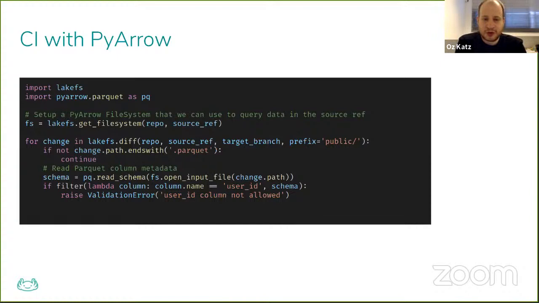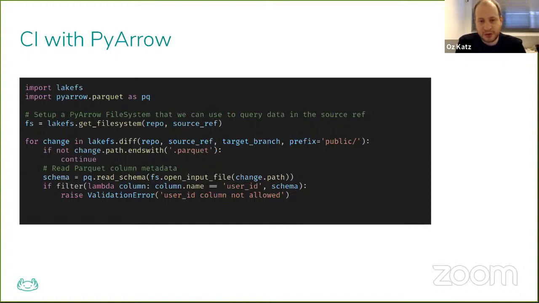I'm looking for Parquet files, and for each Parquet file that's being introduced, I'm going to read its metadata and see what columns it contains. If it contains a user ID column, I'm going to raise a validation error. Meaning, I don't want to see a column with the name user ID within this collection. It's not allowed.